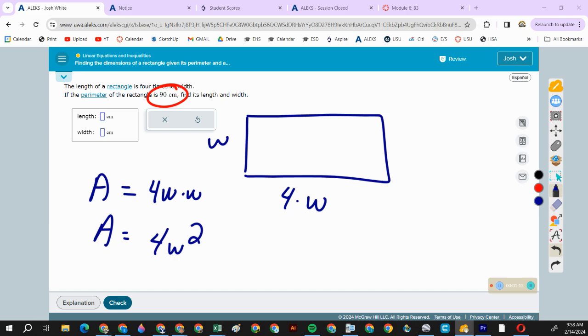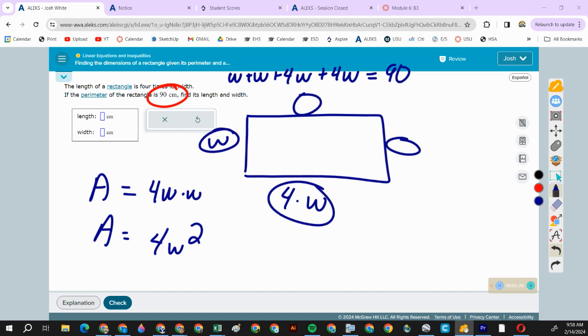Oh, I did area. We don't even need area. So I know that w plus 4w plus w plus 4w equals 90. So this side, this side, this side, and this side added together. If you count up all the w's, there are a total of 10 of them. So 10w equals 90. So w would be 9. And if w is 9, then L is going to be 36. So 9 and 36.